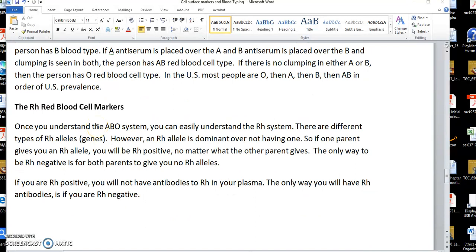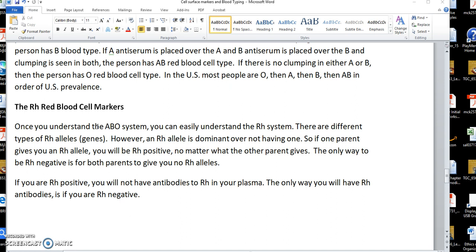RH, once you understand the ABO, the RH is much simpler because it's not as many genes for that. There are many kinds of RH genes, but if one parent gives you an RH gene and the other one doesn't, you are RH positive. So if both parents give you RH, then you're definitely RH positive. If one gives you an RH gene, you're RH positive. The only way to be RH negative is if both parents do not give you an RH, then you would theoretically be RH negative. How do you check for RH?